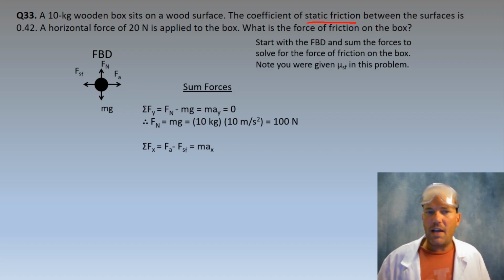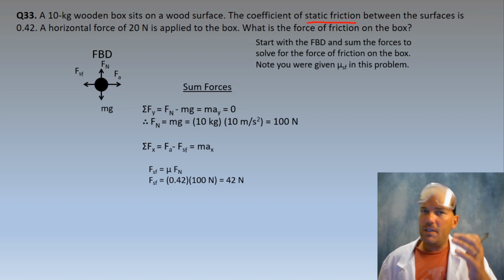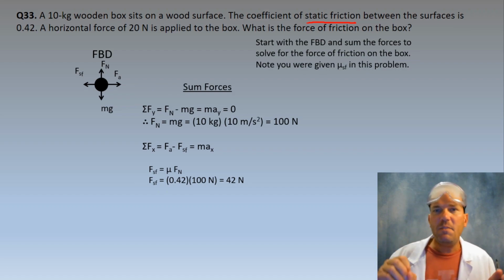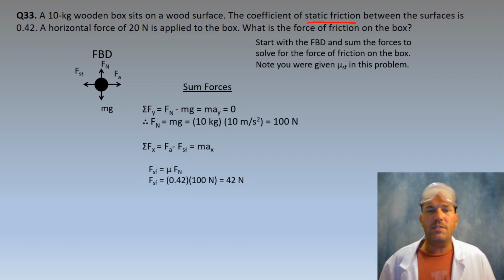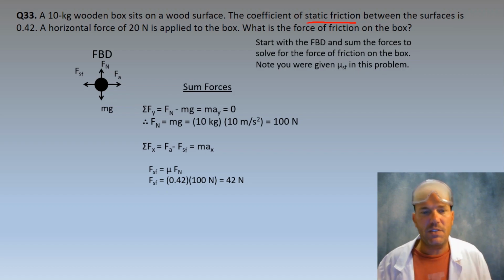So now horizontally, to the right positive, left negative. We can go through and solve for the force of static friction, but we need to use the physics is fun equation and mu. So you're given mu, you know you're going to use physics is fun. 0.42 multiplied by 100 equals 42 newtons for the maximum force of static friction.